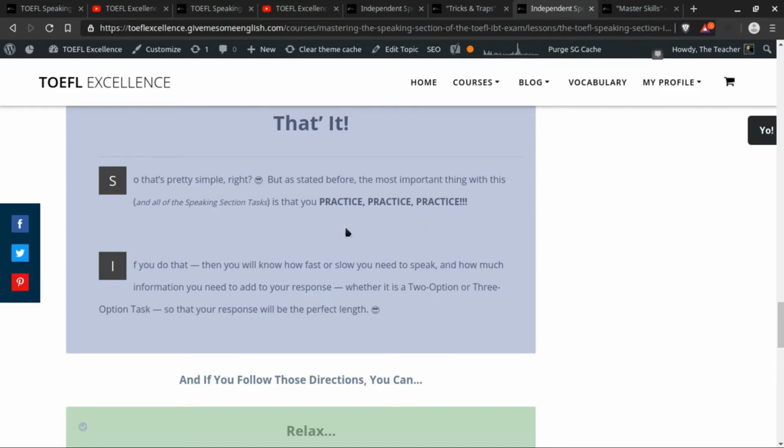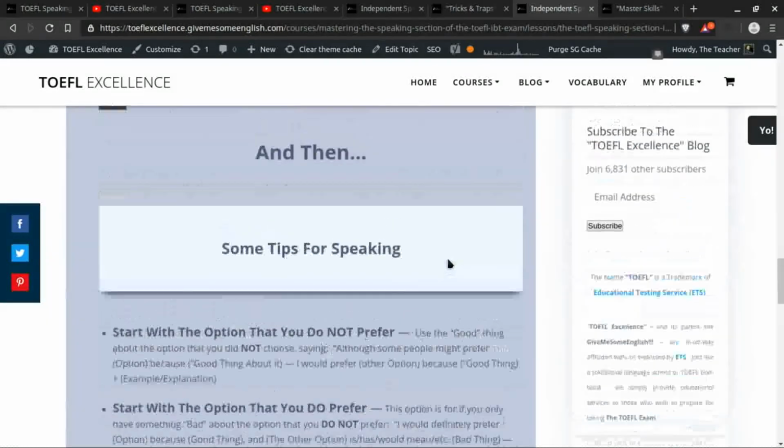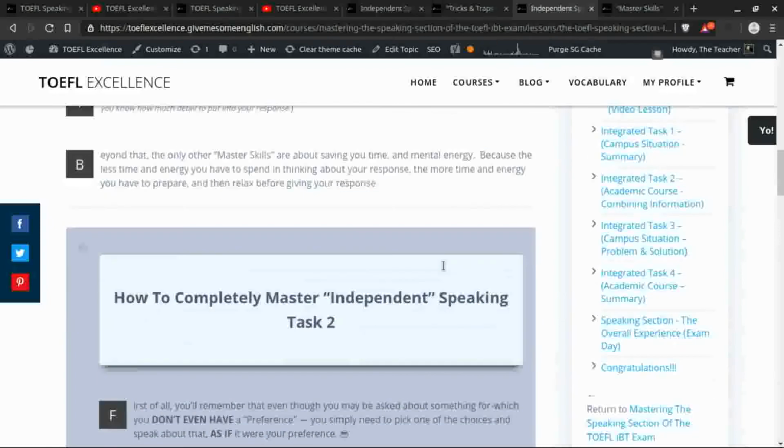That way, when you get a different question, which is similar, you'll already know in your body and in your mind exactly how long 45 seconds is. It gets to be so much a part of your experience that you could deliver a response without even looking at the clock, and it'll be the perfect length, you'll have the perfect amount of information, and you'll have the perfect speed of your speaking. And so that's what I mean about practicing. So practicing with the clock, and then if you follow those directions, you're going to be just fine. You're going to completely master and dominate this particular task type.